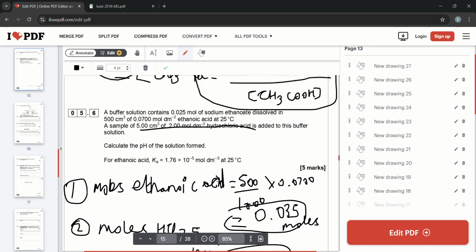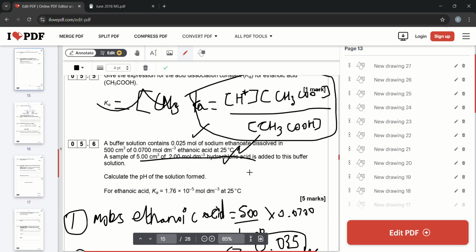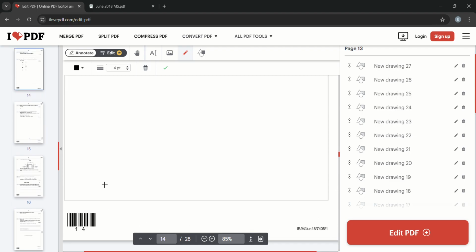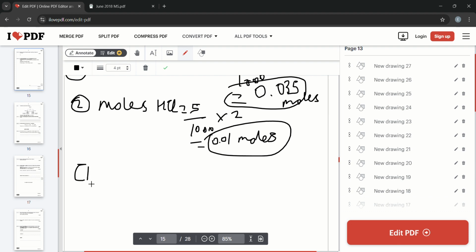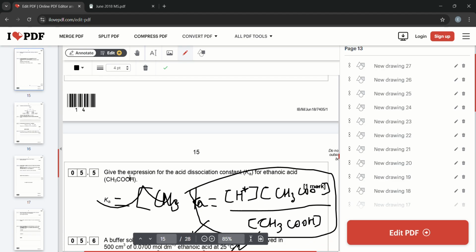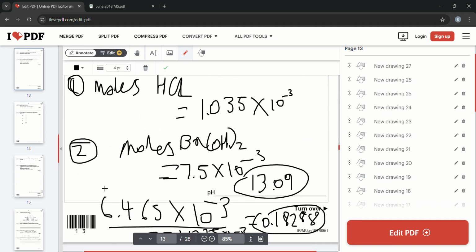Now what do we need to do? Well, we found the moles of ethanoic acid and the moles of HCl. We know sodium ethanoate contains this many moles. Calculate pH of solution formed. So let's write the equation for Ka. Actually, let's rearrange the equation for Ka to find [H+]. This question is very... because 5.6 and 5.2 are pretty similar in my opinion.